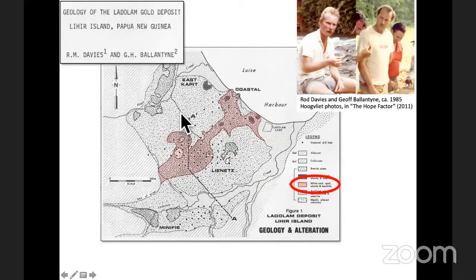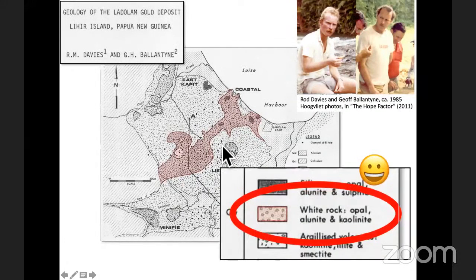These are the guys who describe the original paper, the original deposit. And here I don't have a frowny face anymore. I have a smiling face because the same unit, the same alteration is not labeled advanced argillic alteration, it is labeled white rock composed of opal, alunite, and kaolinite. If you read the paper, even I think in the legend, it says that this is a porous rock, white porous rocks consisting of opal, alunite, and kaolinite.